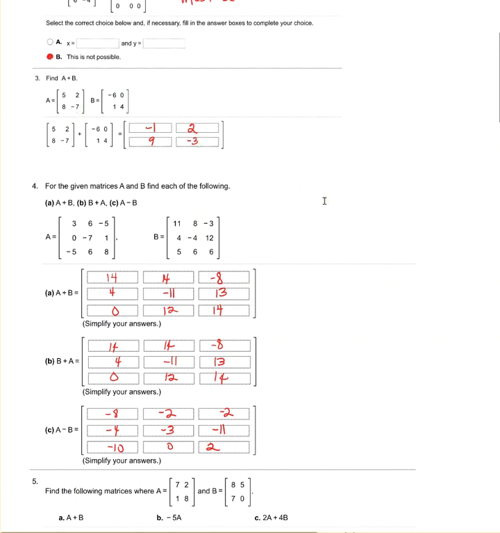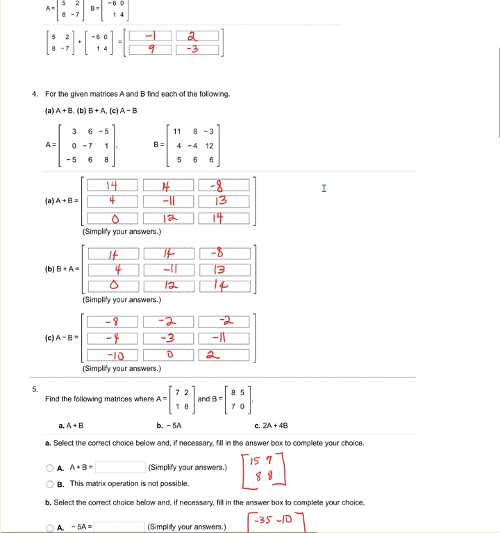All right, for the given matrices A and B, they want you to do 3 things: A plus B, B plus A, and A minus B. Now, take note, in real number systems, A plus B and B plus A are the same thing. That's not the case necessarily with matrices, so you have to be careful and do the right order.